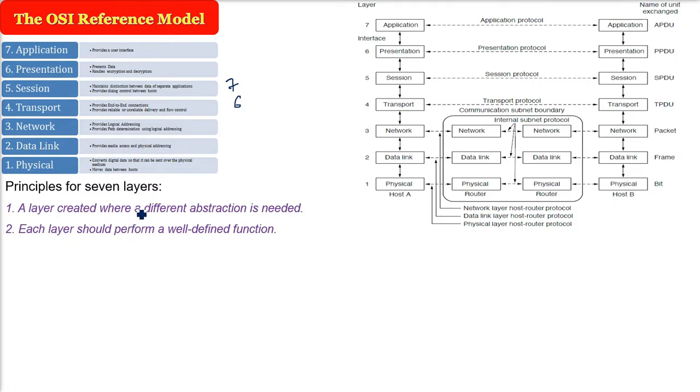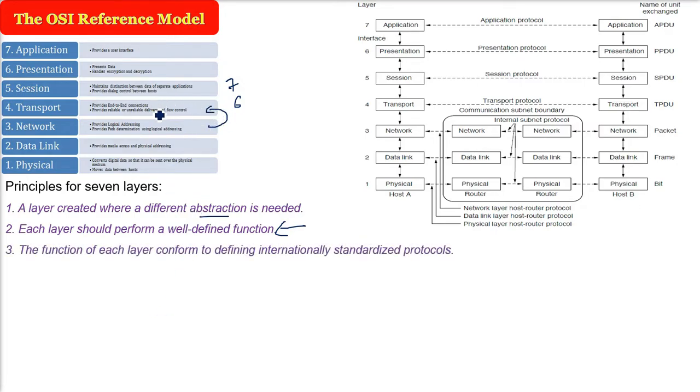The first principle is a layer is created wherever a different abstraction is needed. Abstraction means if you want to exemplify the work of a layer, then a layer is created. Each layer should perform a well-defined function. The function of each layer has to follow internationally standardized protocols.